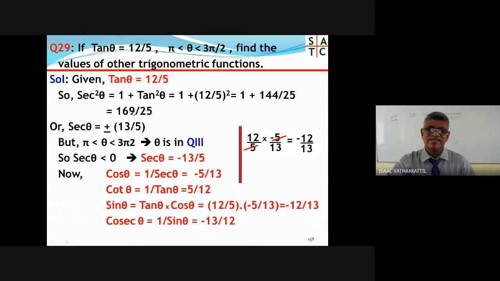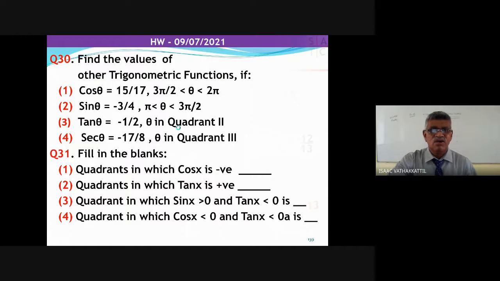These were the four quadrants, finding the values of sin theta and cos theta in the quadrants. Let us have some questions here. I don't want to discuss these now, you will do them. Cos theta is 15 by 17, theta is between 3 pi by 2 and 2 pi; sin theta is minus 8 by 17. You don't always expect the numbers to be handsome. You can expect square roots also, and that square root you keep as it is. Another: sec theta is minus 17 by 8, theta in quadrant 3.